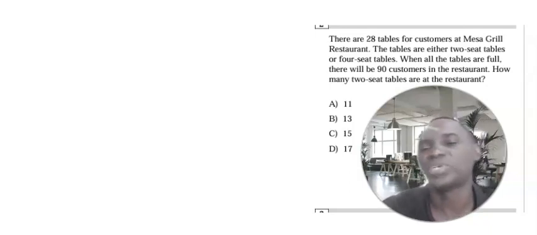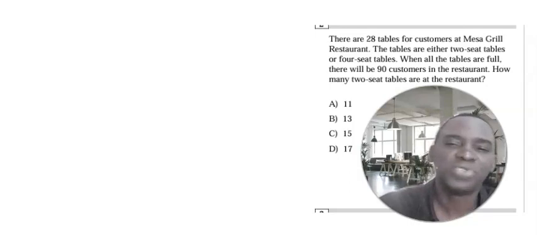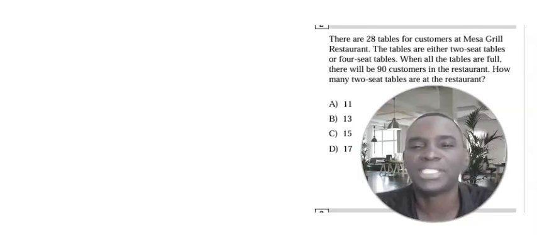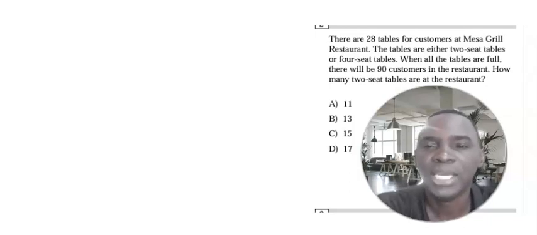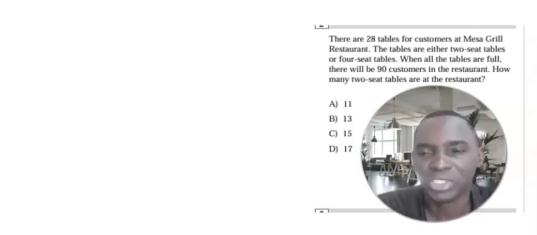Are we there? All right, so let's quickly look at this one. You see, there are 28 tables for customers at Mercury restaurant. 28 tables. Please take note in this particular question. When all the tables are full, there will be 90 customers in the restaurant. Wow. How many two-seat tables are at the restaurant?